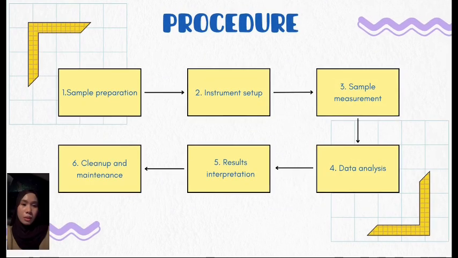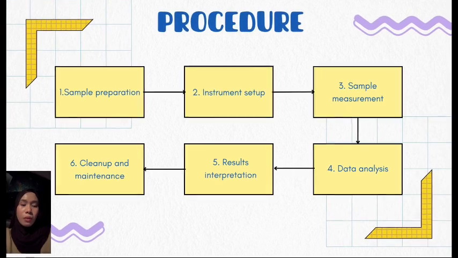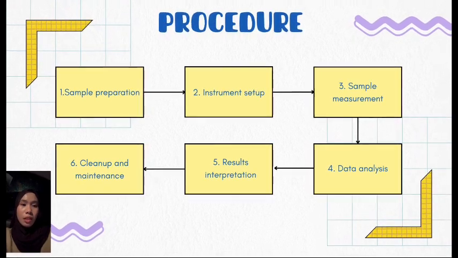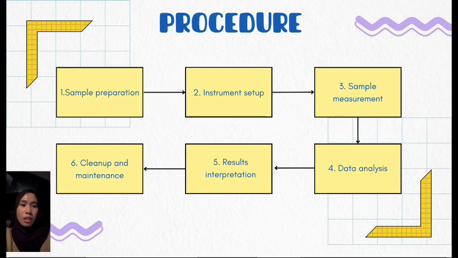For procedure, number 1, prepare the sample into small fragments so that it can be placed on the FTIR instrument. Number 2, prepare the instrument by activating the FTIR spectrometer and letting it heat up. Then launch the FTIR software on the connected computer. Number 3, insert the sample provided into the sample compartment.